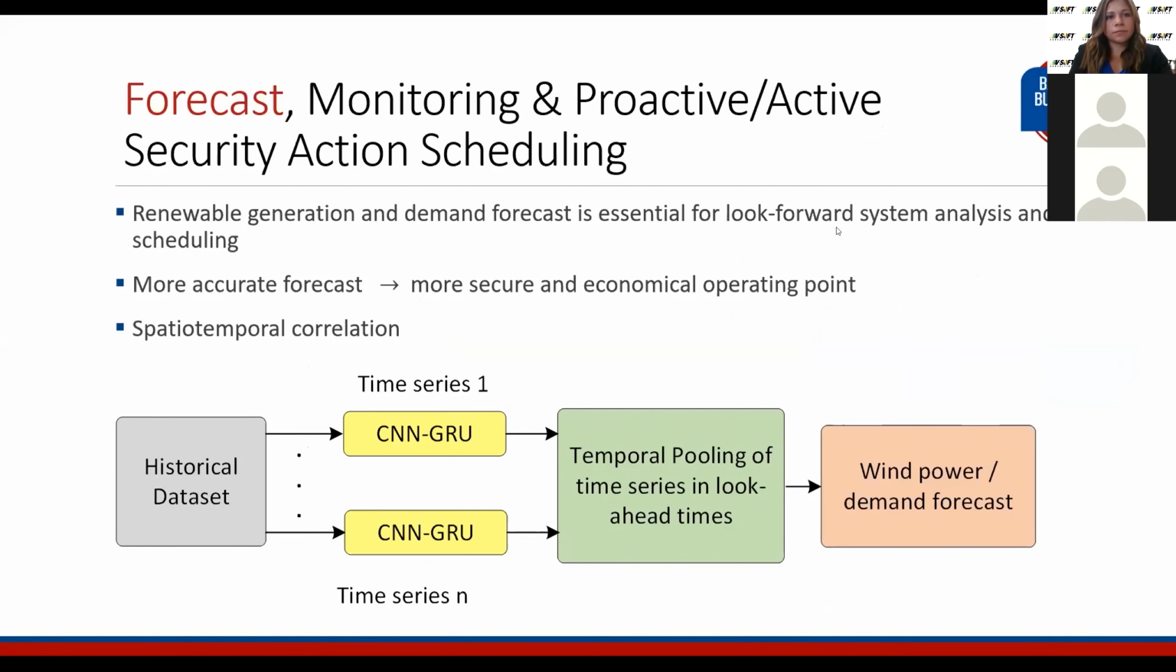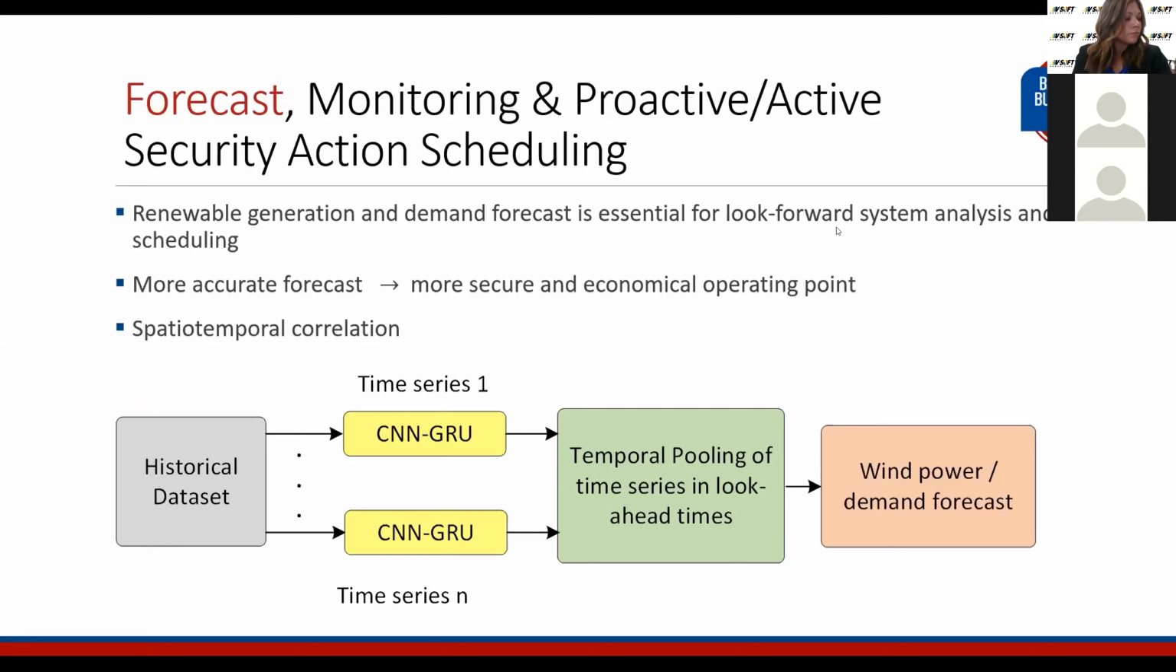Forecast. This is the most obvious topic that we should work on. In power grid, we need to forecast demand. And if all generators are fossil fuel, you don't need to forecast them. But with integration of renewable energy, you need to forecast the power produced by renewable resources like wind and solar. Otherwise, you may put the system in trouble.